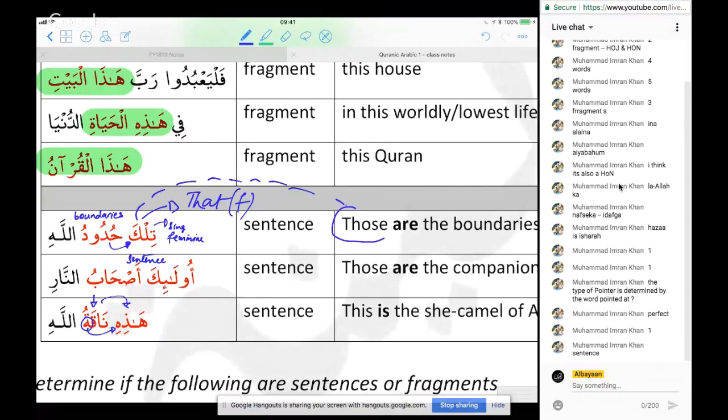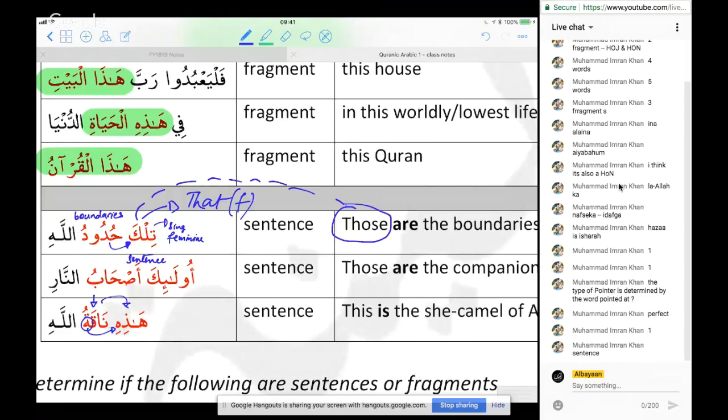The translation translates it as "those," although the real meaning is "that." The reason is, if you literally translate Arabic into English, it will not make sense. Okay? If you say "that are the boundaries," it will not make sense. So you have to translate in a way that it makes sense.